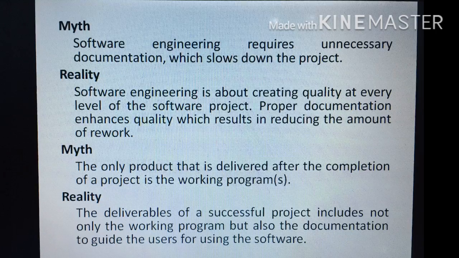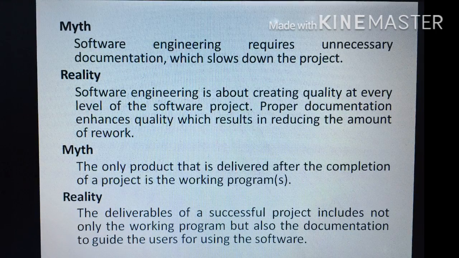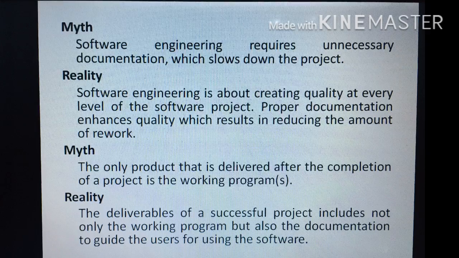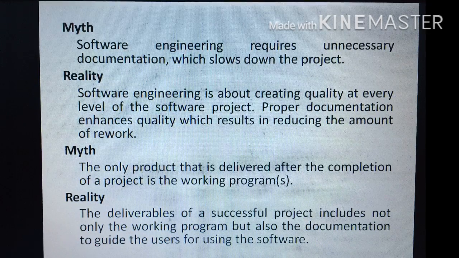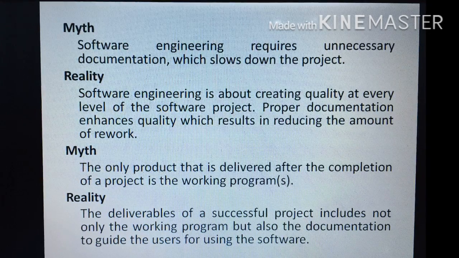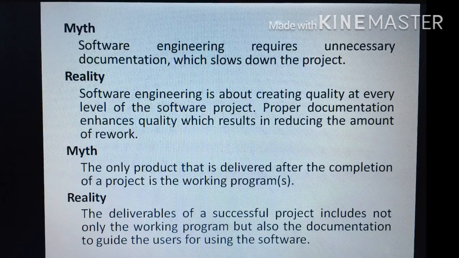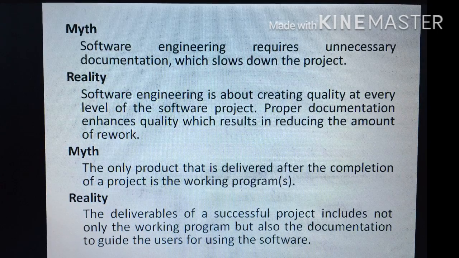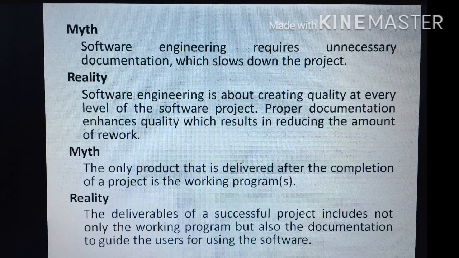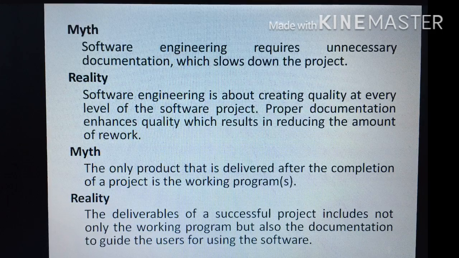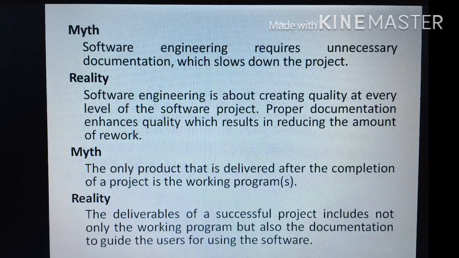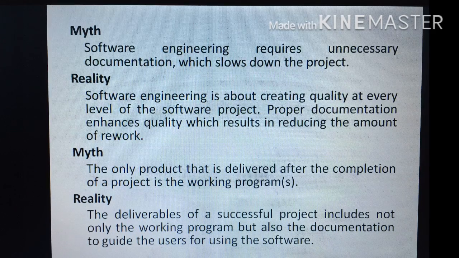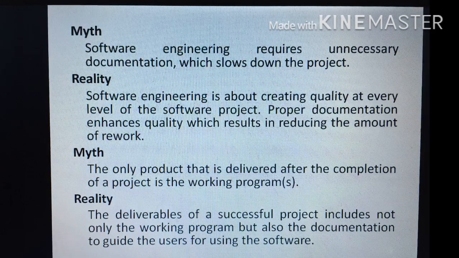The next one is that the only product delivered after the completion of a project is the working software. But if you are not giving the documentation report or the project report to the users, they may fail to use that product properly. So we have to give the documentation report too along with that product.